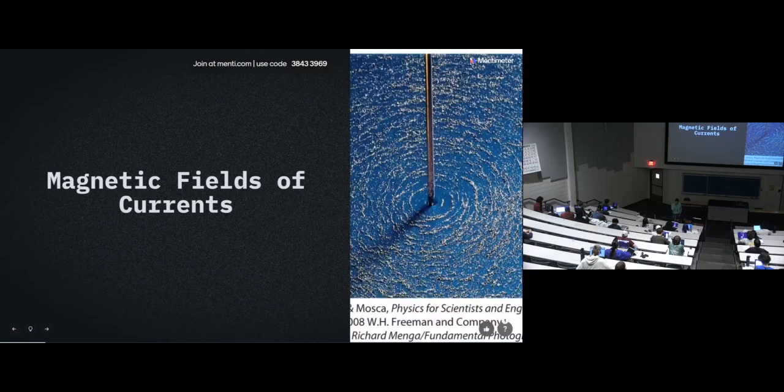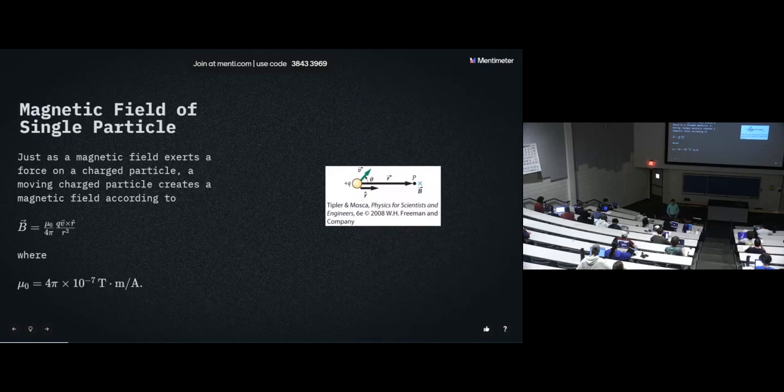So we're ready to discuss now where magnetic fields come from. Where do magnetic fields come from? That is the question, right? Magnetic fields, in general, are created according to this law down here, which is known as the Biot-Savart law. The Biot-Savart law states that the magnetic field is equal to mu naught over 4 pi times qV cross r hat divided by r squared.